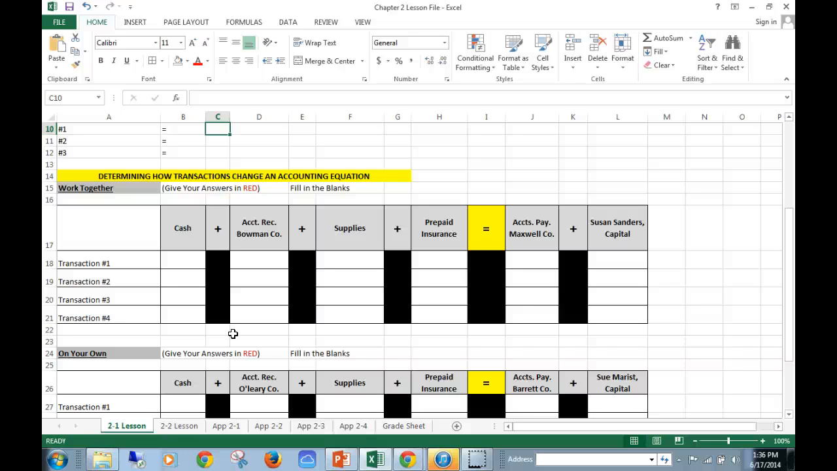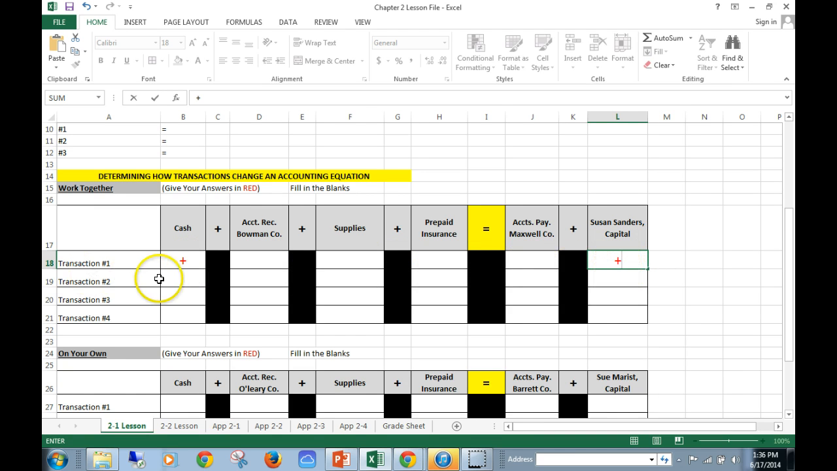So let's take a look at the first transaction of the work together. We have received cash from sales. I've already formatted this for you. Shift plus sign. We're going to receive cash from sales, which, going back to the chapter, the two accounts affected are cash. We received cash, and it's revenue.